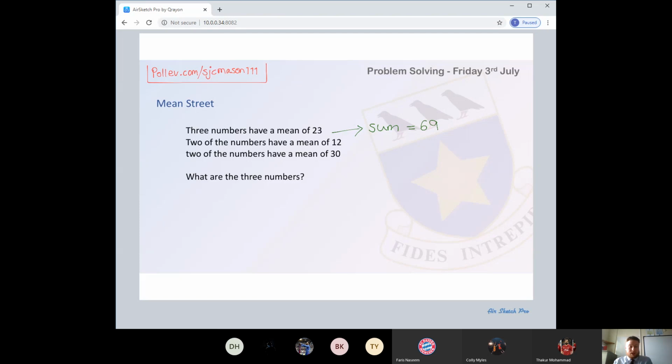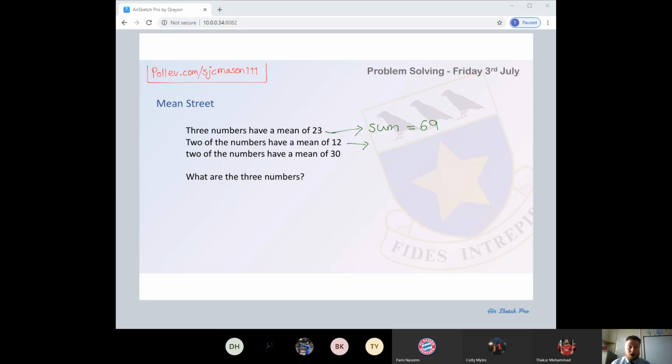The reason for that is that the way we work out the mean is that we add those three numbers together, and then we divide by 3. So if we work backwards, we multiply by 3, and that must be what all three numbers added together equal. So the mean of 23 means that we've got a sum of 69, and I'm going to do that with the other numbers here.